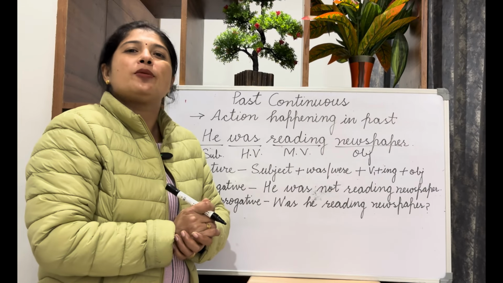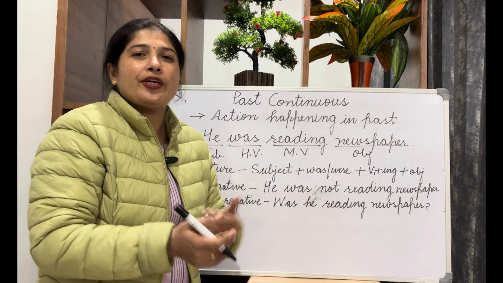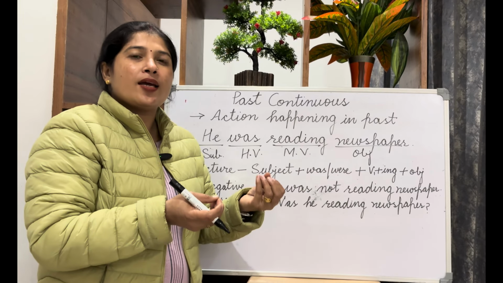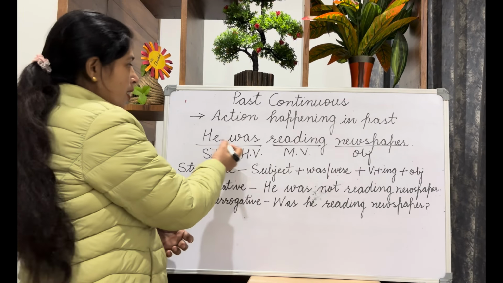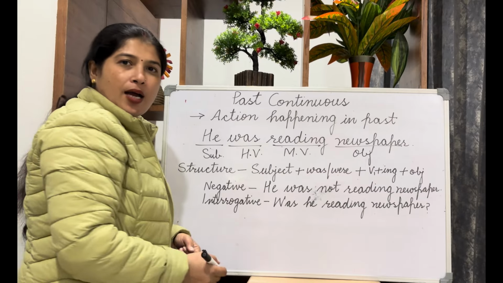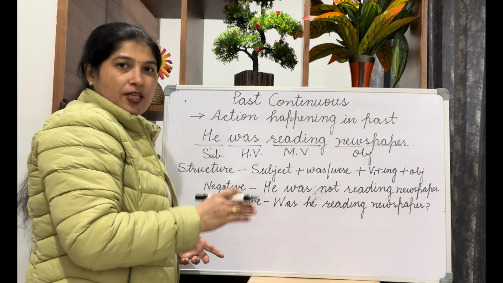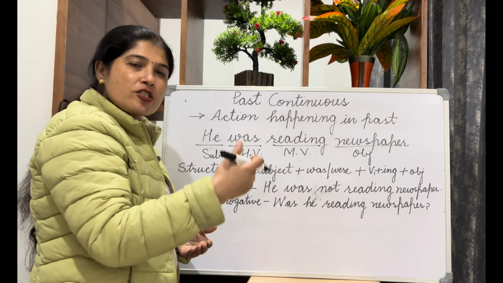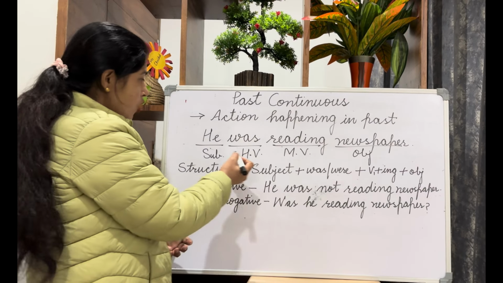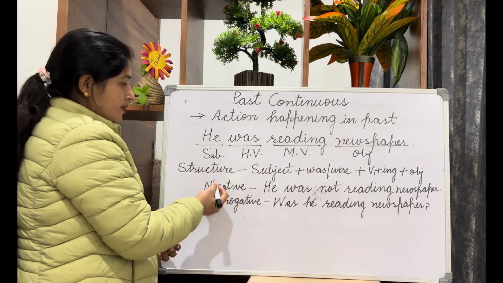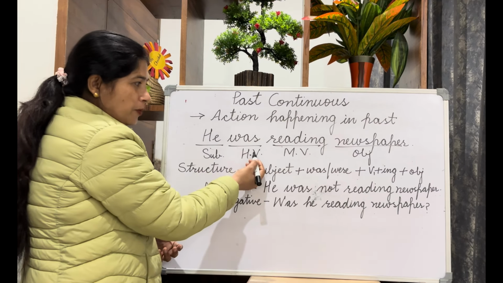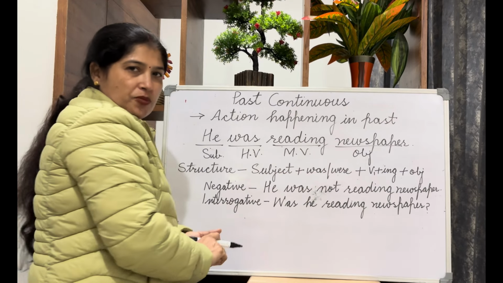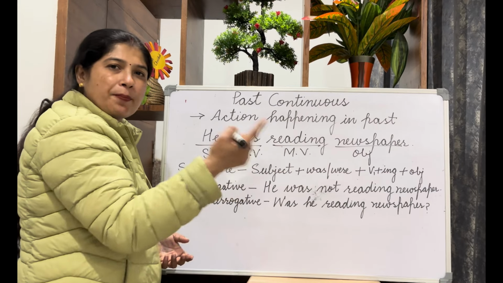So if we talk about past continuous tense, when do we use past continuous tense? It is used for the actions that were happening in the past. He was reading newspaper. I'm talking about the past, yesterday, and the action that was happening at that time. He was reading newspaper. So, what is the structure of the sentence? Subject, helping verb, main verb, that is first form of verb plus ing, and the object. This is the example of a simple sentence.